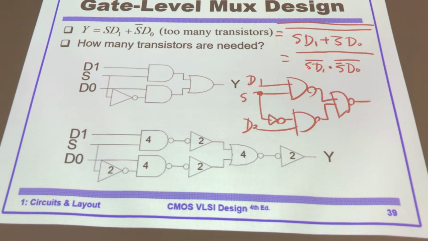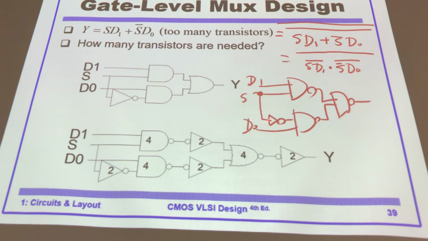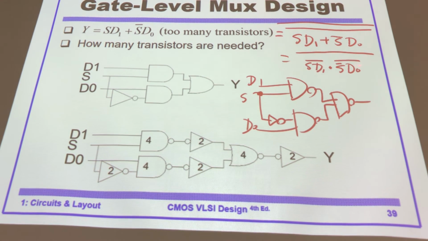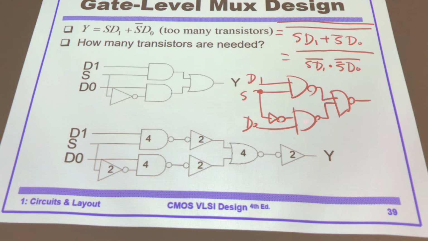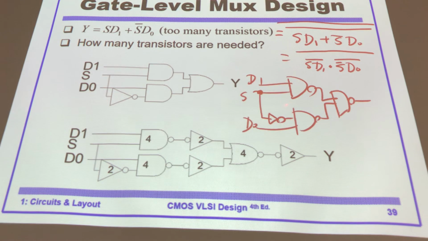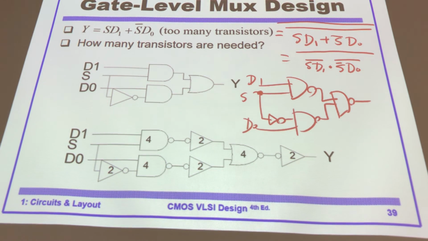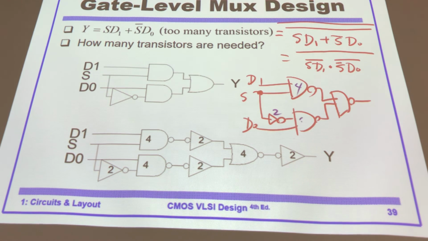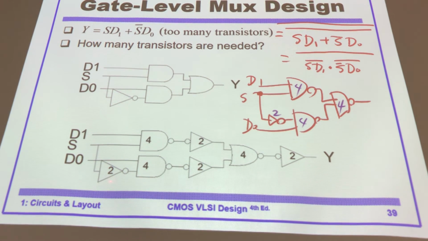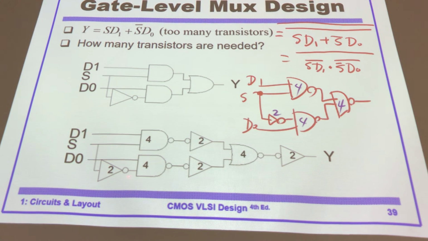So looking at this equation, S and D1 is a NAND gate. S bar, D0, NAND gate, right? Two NAND gates, and then again a NAND gate. So these two are actually the same circuit, equivalent. Right? And how many transistors do you need here? You need 2, 4, 4, and 4. Only 14. So this implementation is going to be better than the previous one because it has fewer transistors.